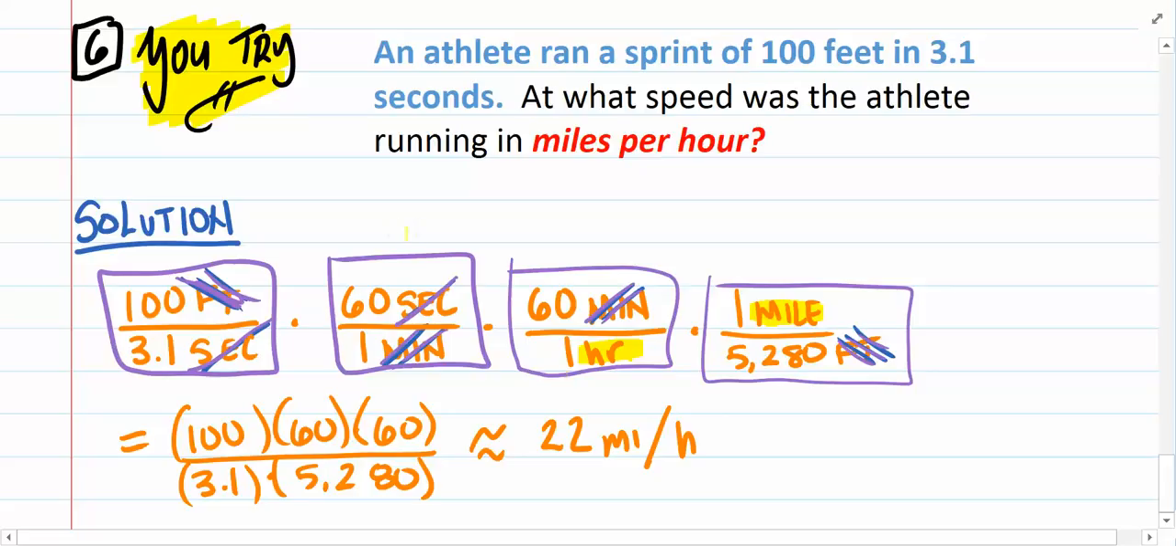So each of these pieces are your conversion factors. Multiplying the numerators together, I have 100 times 60 times 60, all divided by 3.1 times 5,280. I ran it through my calculator and I got about 22 miles per hour.